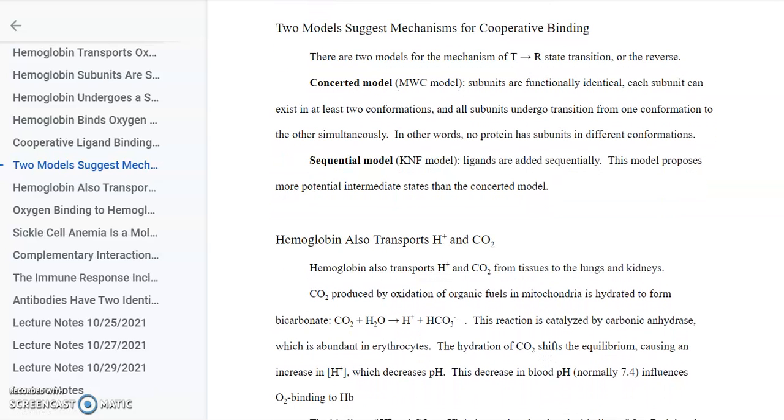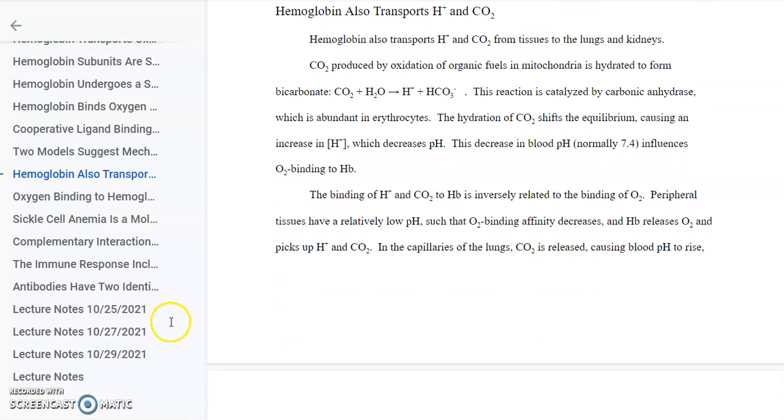Two models suggest mechanisms for cooperative binding. There are two models for the mechanism of T to R state transition, or the reverse. Concerted model, MWC model. Subunits are functionally identical, each subunit can exist in at least two conformations, and all subunits undergo transition from one conformation to the other simultaneously. In other words, no protein has subunits in different conformations. Or the sequential model, KNF model. Ligands are added sequentially. This model proposes more potential intermediate states than the concerted model. And we'll pick up again in a bit.